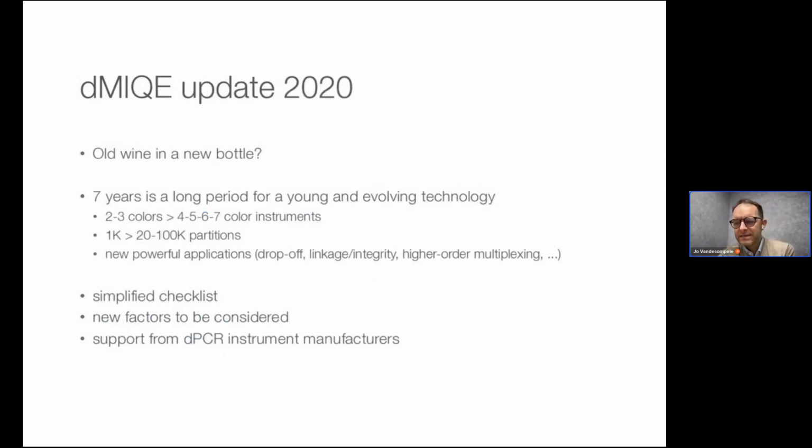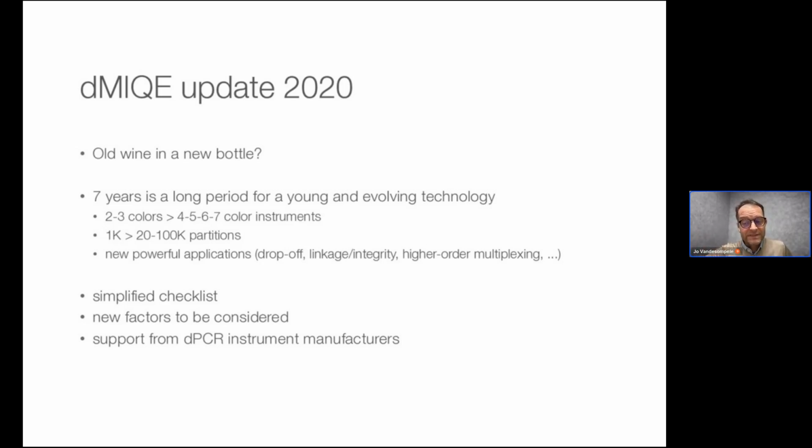So why did we come up with an update in 2020? Is it really old wine in a new bottle? I would say no, because 7 years between 13 and 20 is really a long period for a young and evolving technology like digital PCR.